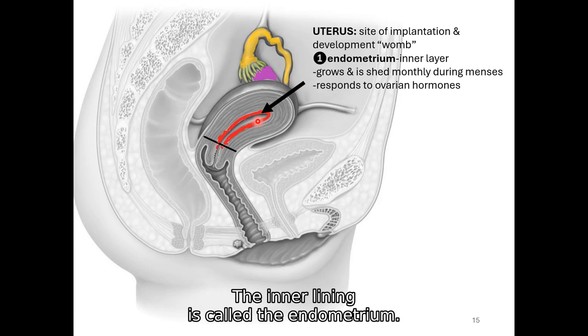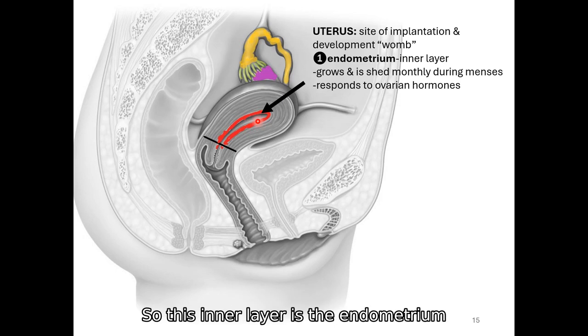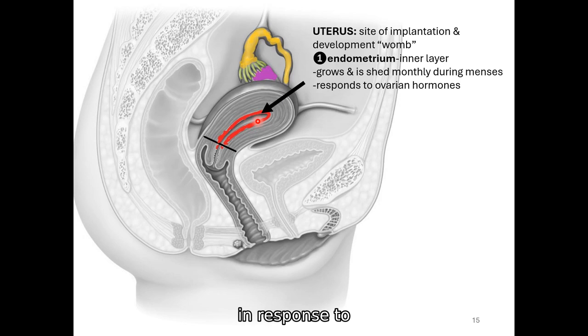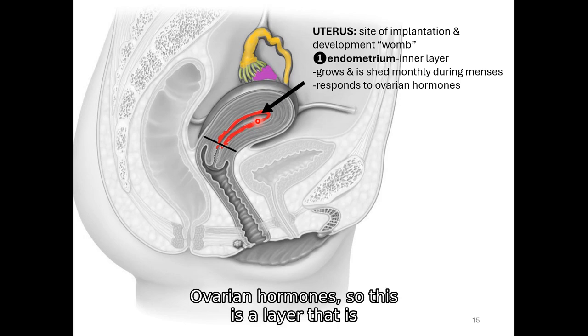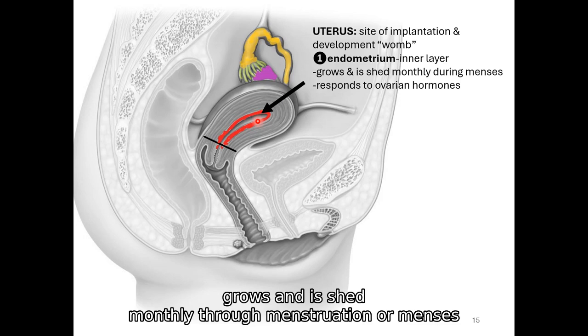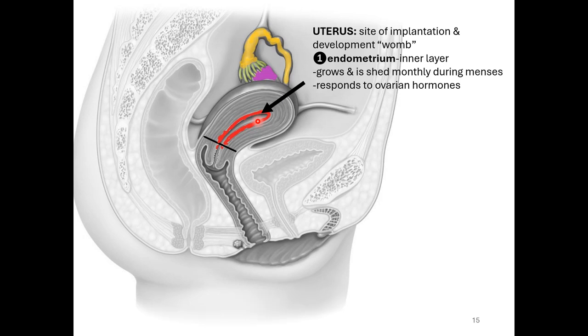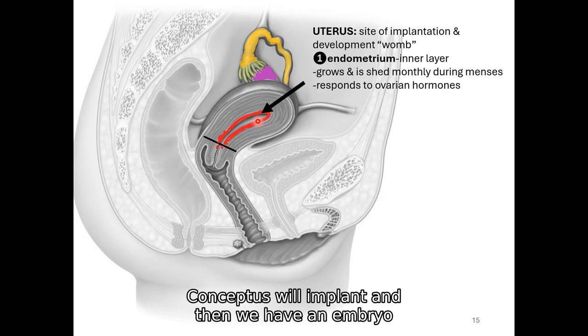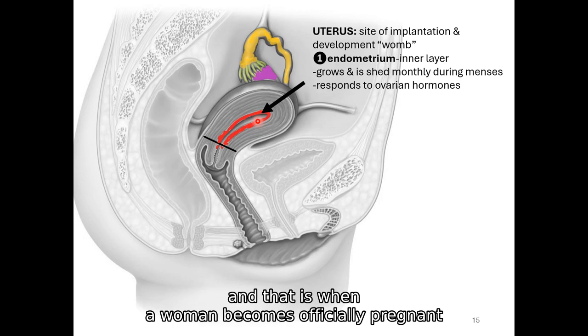And the inner lining is called the endometrium. So this inner layer is the endometrium. This is the layer that is going to grow in response to ovarian hormones. So this is the layer that grows and is shed monthly through menstruation or menses. And this is also the layer the conceptus will implant. And then we have an embryo, and that is when a woman becomes officially pregnant.